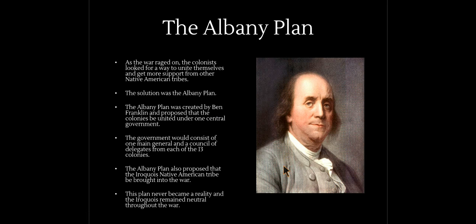The government would consist of one main general and a council of delegates from each of the 13 colonies. It also proposed that the Iroquois Native American tribe be brought into the war. This would ensure more soldiers and a likely victory for the British if they could outnumber the French. However, this plan never became a reality, and the Iroquois remained neutral throughout the war. So the two bullet points that you need to copy down from this slide is this one and this one about the Iroquois. Pause the video if you need to.